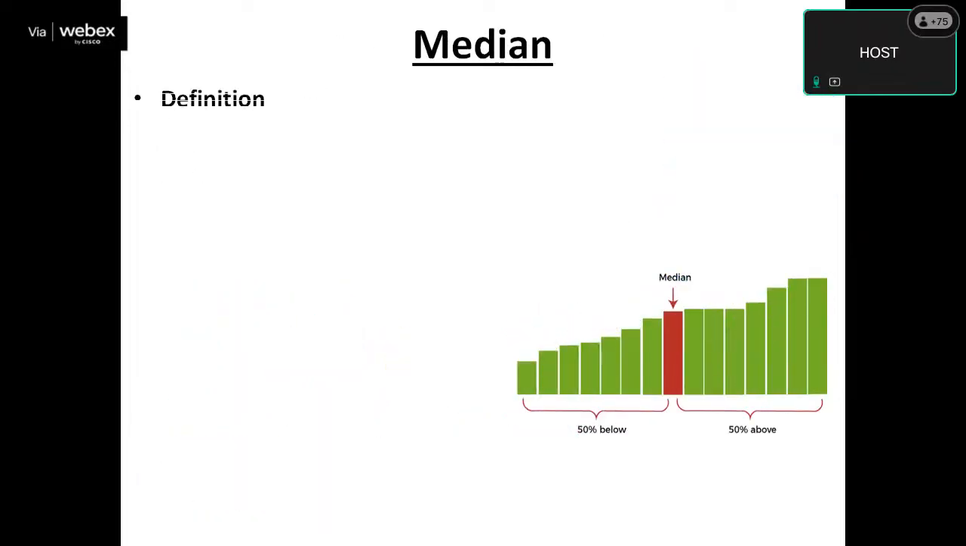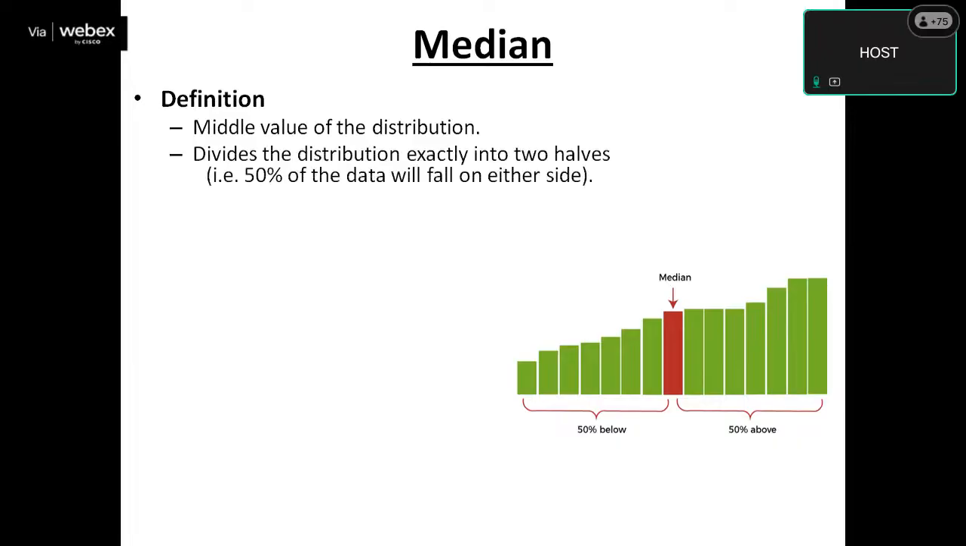Another one is the median. The median is the middle value of the distribution, so it divides the distribution exactly into two halves. So 50% of the data will be found on the below side and 50% on the above side.